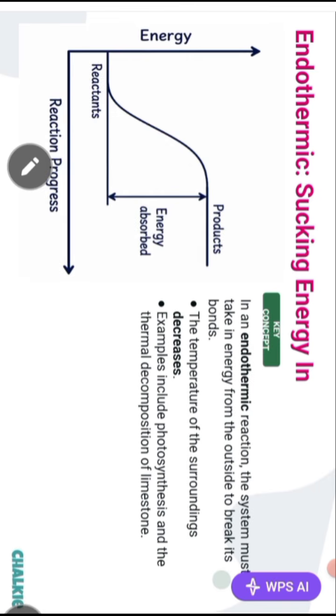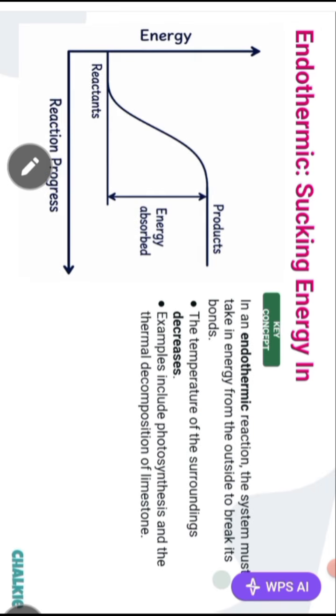In an endothermic reaction, the system must take in energy from the outside to break its bond. So it takes in energy from the outside, from the surrounding, from the environment, from a body, to break its bond. So the temperature of the surrounding decreases, because it takes in the heat from the surrounding. When it takes the heat in, the heat of the surrounding will decrease, or the temperature of the surrounding will decrease.